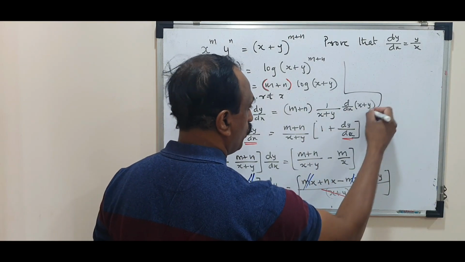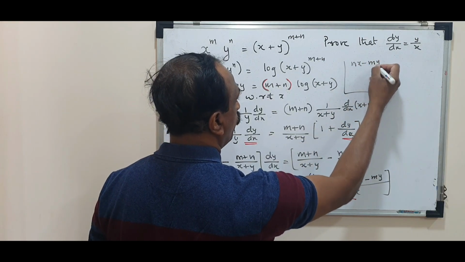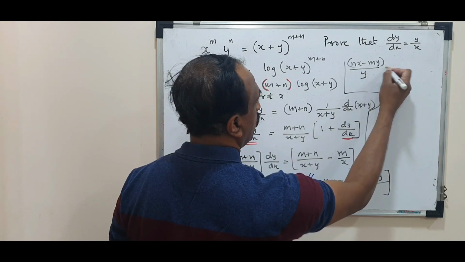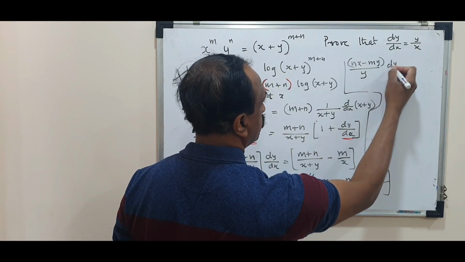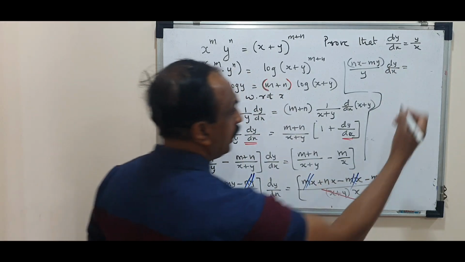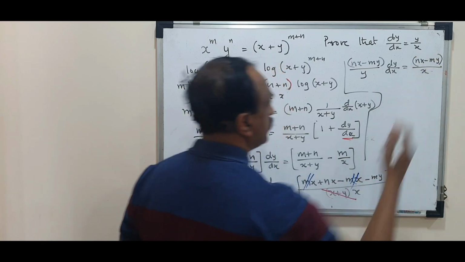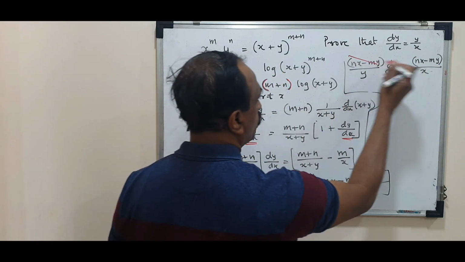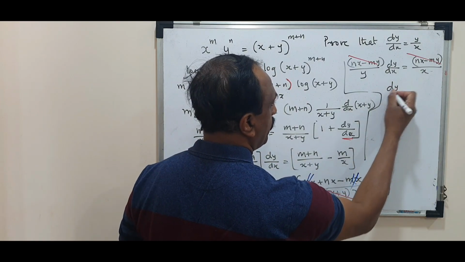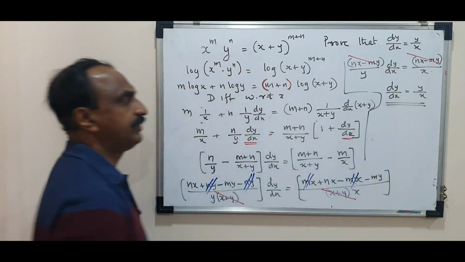So I will continue over here. (nx minus my) divided by y into dy by dx is equal to (nx minus my) divided by x. Again, they both get cancelled. So finally what is left? dy by dx is equal to y by x. So this is how you can derive the answer.